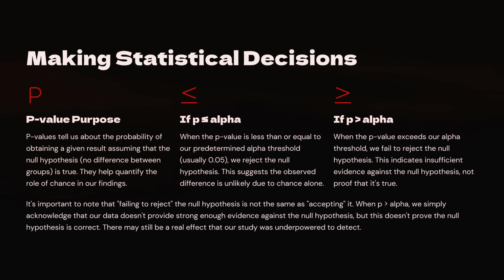So remember, this is all the wording in statistics. It's important to note that failing to reject the null hypothesis is not the same as accepting it when the p-value is greater than alpha.